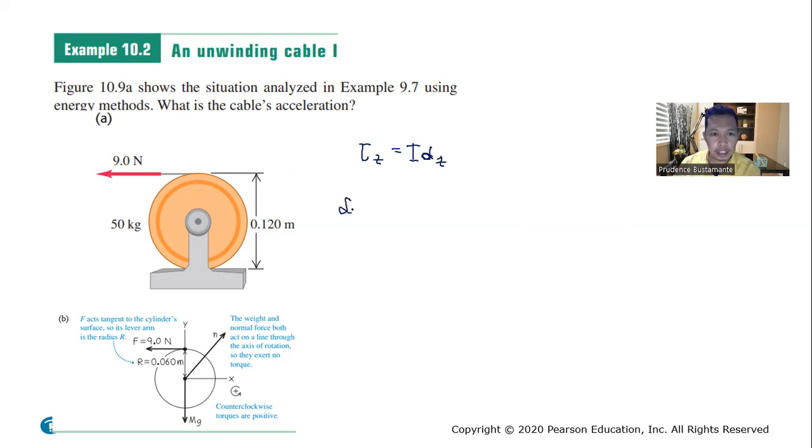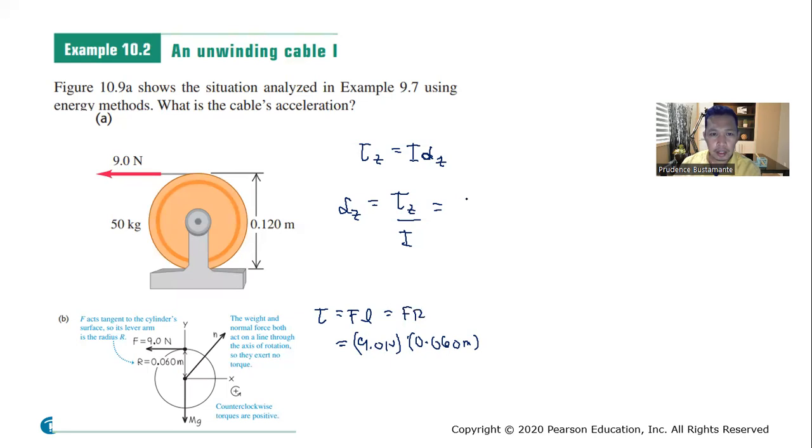If you want to find the acceleration of the cable, we have the torque over I. The torque here is just equal to R times F, so the torque in this particular case is just equal to FL. In this case, F is 9.0 Newton, and L is equal to R, which is equal to 0.06 meters. So this is equal to F times R.